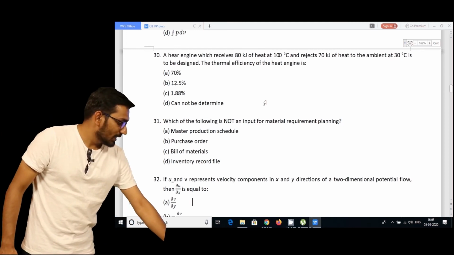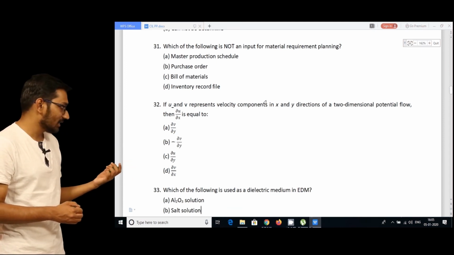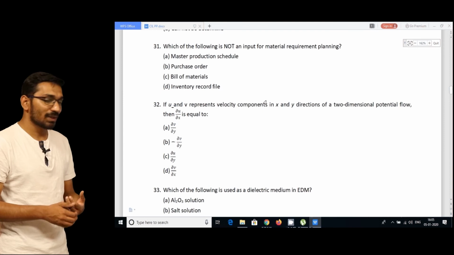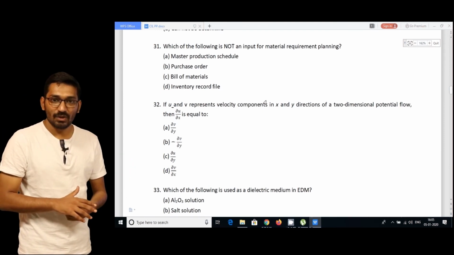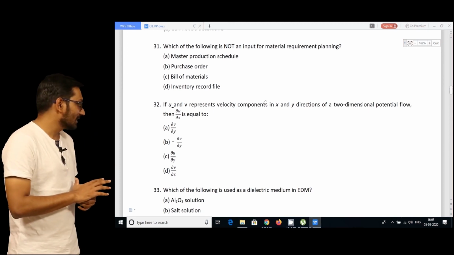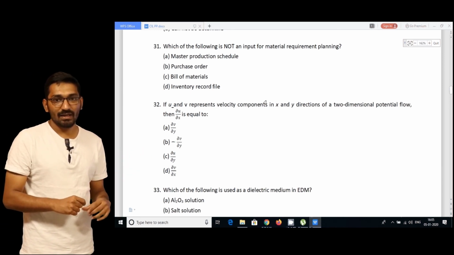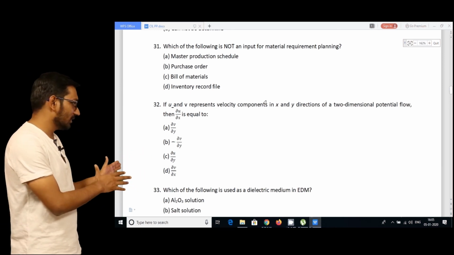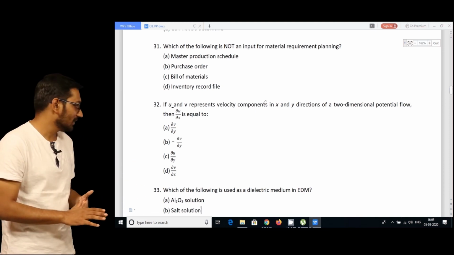Next: if U and V represent the velocity components in X and Y direction of a two-dimensional potential flow, then del U by del X is equal to, this is a question from Cauchy-Riemann's equation. In that case, del U by del X will be equal to minus del V by del Y. This is a direct formula for your stream function and potential function.